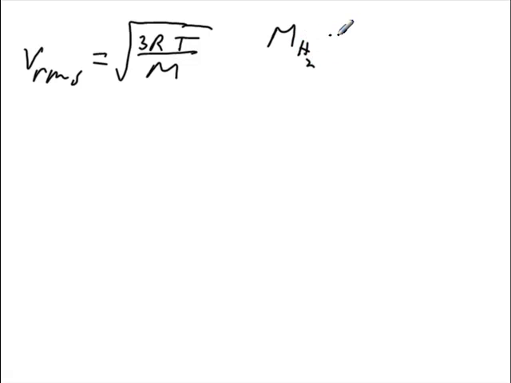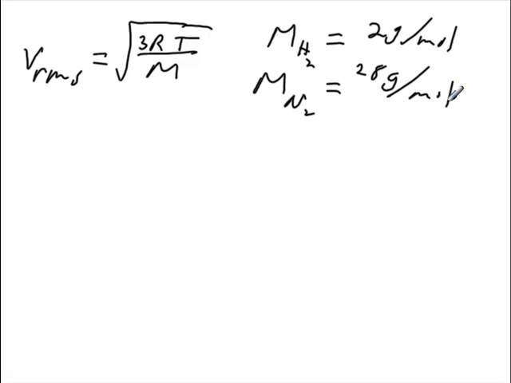Let's do that as a quick little exercise just to understand about how fast molecules are moving in the atmosphere. So let's look. V RMS is equal to the square root of 3 RT over the molar mass. Diatomic hydrogen has a molar mass of 2 grams per mole. And nitrogen has a molar mass of 28 grams per mole.